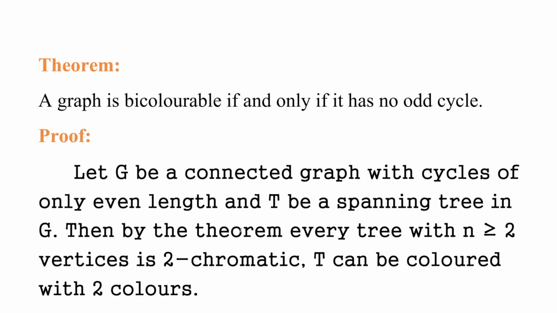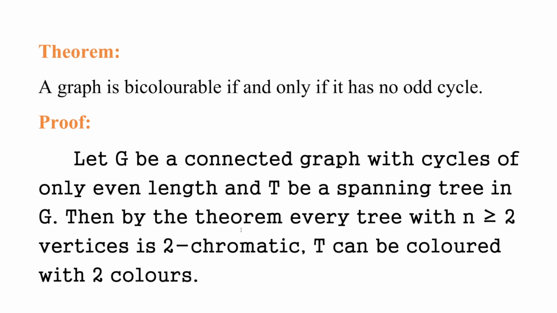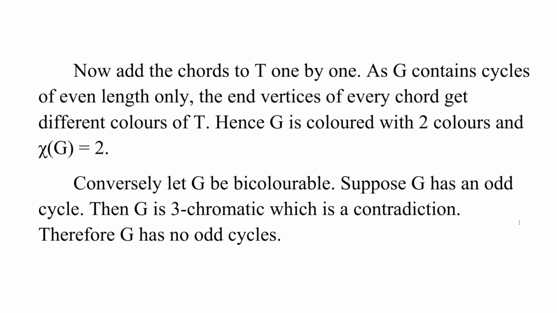Another theorem says a graph is bicolorable if and only if it has no odd cycle. For this, we are going to take a connected graph G with cycles of only even length and a spanning tree T in G. Then by the theorem, every tree with n greater than or equal to 2 vertices is 2 chromatic. T can be colored with 2 colors. Now, add the chords to T one by one. As G contains cycles of even length only, the end vertices of every chord get different colors of T, and hence G is colored with 2 colors and the chromatic number of G is equal to 2.